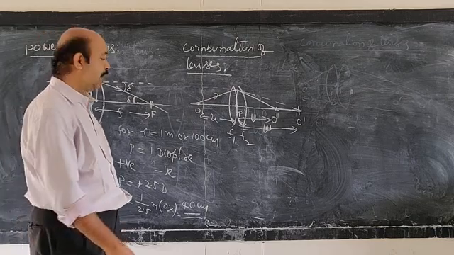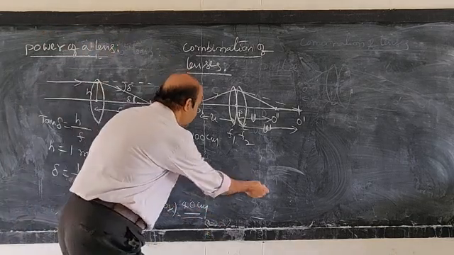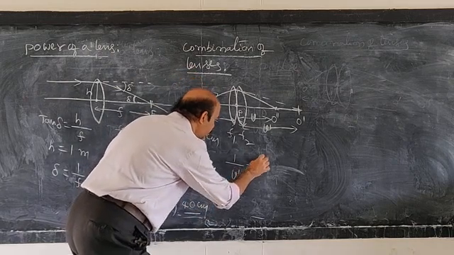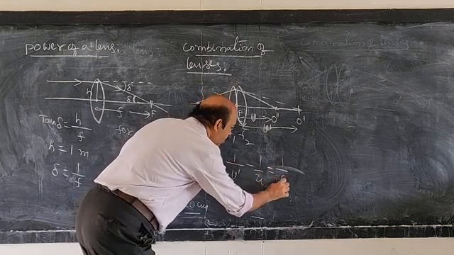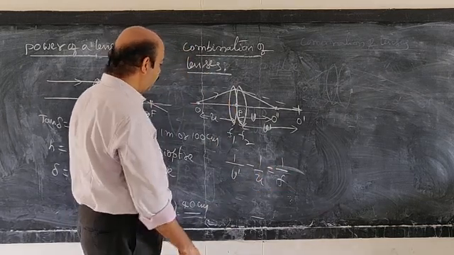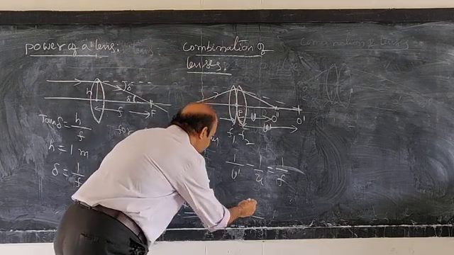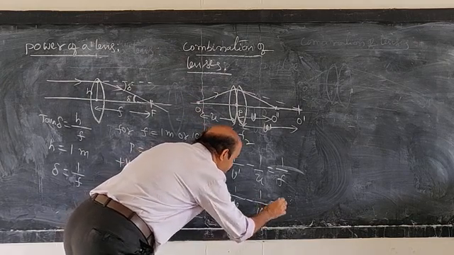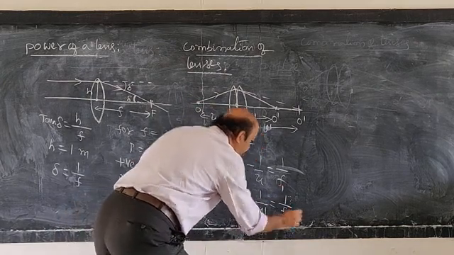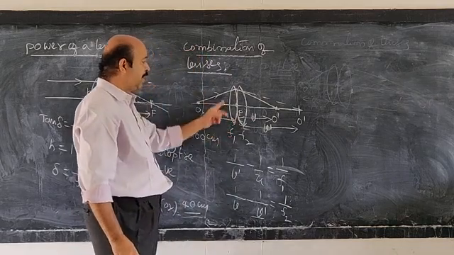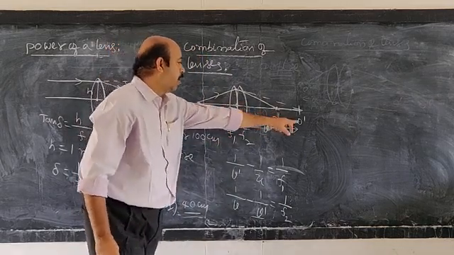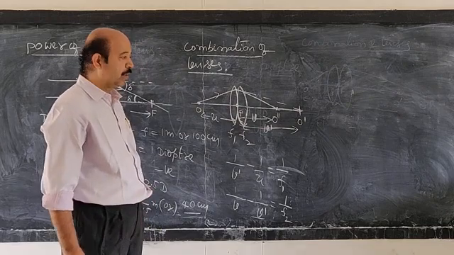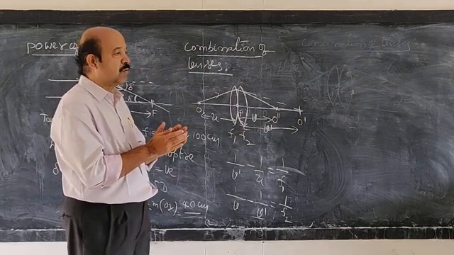Now, from the lens formula, which we already derived, we can write for the first lens 1 by V dash minus 1 by U is equal to 1 by f1. And for the second lens, we can write 1 by V minus 1 by V dash is equal to 1 by f2. Here, the image formed by the first lens acts as a virtual object for the second lens. Hence, you will get the final image. Okay. So, with the combination of lenses, what happens?